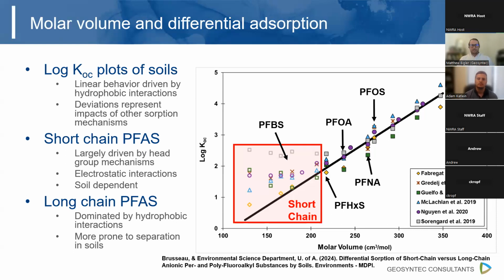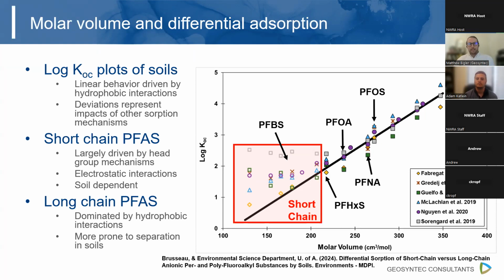And that's because those ones are so small that these hydrophobic interactions do not dominate our solid phase retention of these PFAS. In fact, most of these are driven by our head group mechanisms. And if you remember when I was talking about that, I was saying how they don't really change and are not really dependent upon the PFAS molecule or the molar volume.